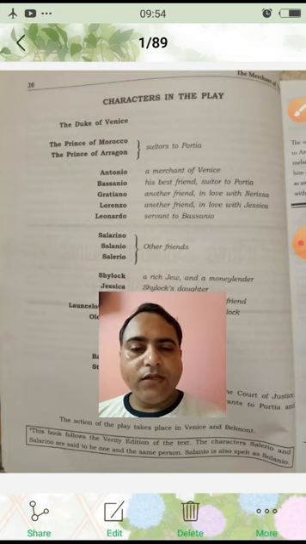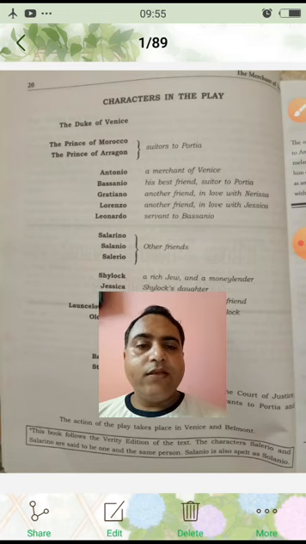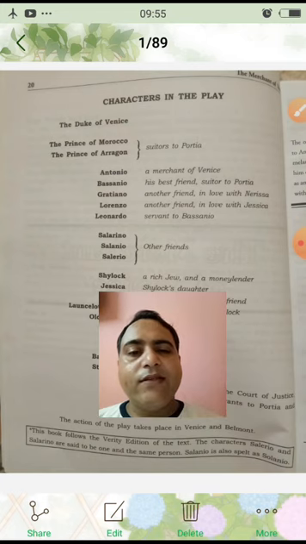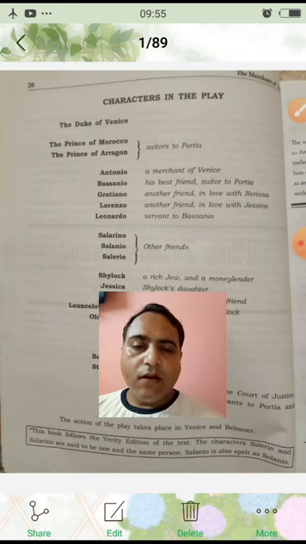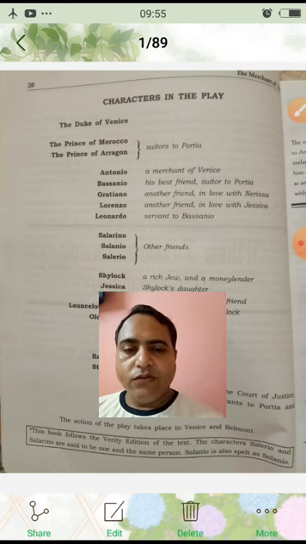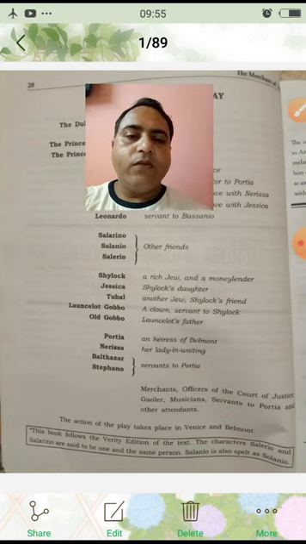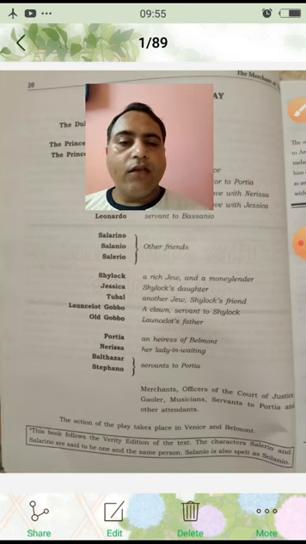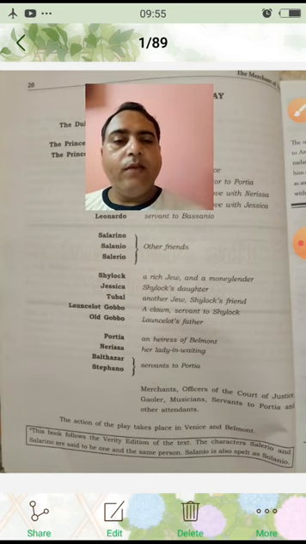Like Jews are there, in the same way as she is a female, she is called Jewess, and she is a Jewess in the play, Jessica, and she is the daughter of Shylock. Then Leonardo. Now, who is Leonardo? Servant to Bassanio. Then next, Salanio and Salario. So these all are the other friends of Antonio. Then next one is a rich Jew and a money lender, Shylock.